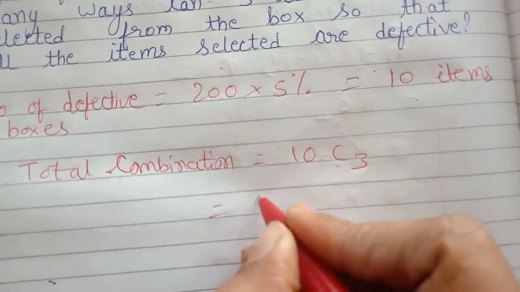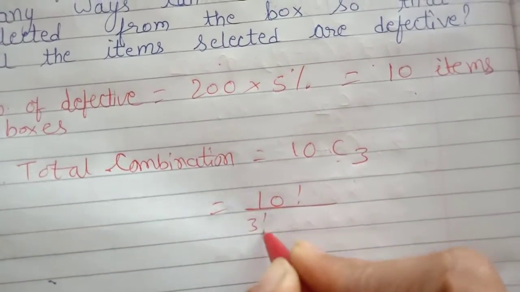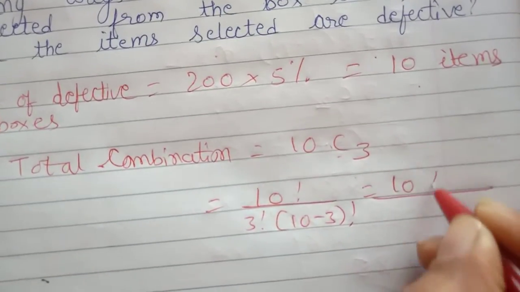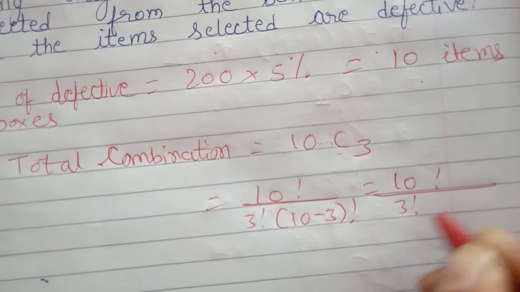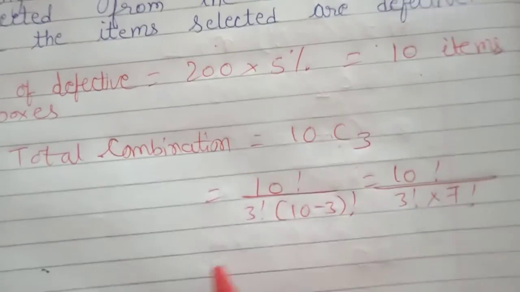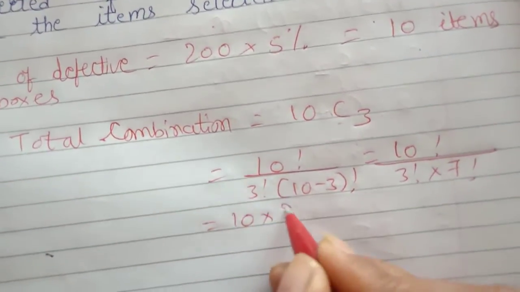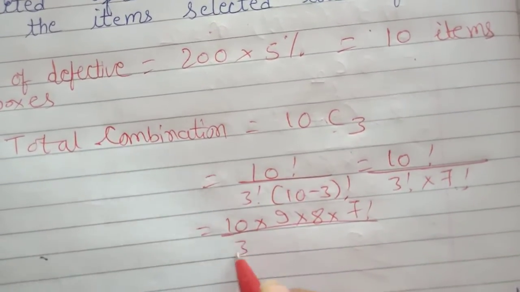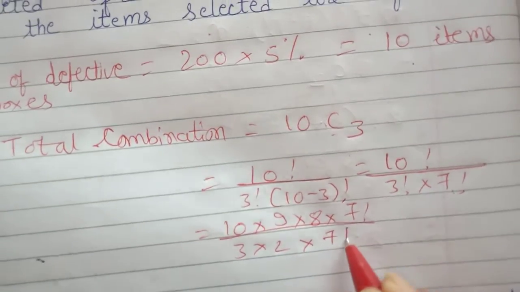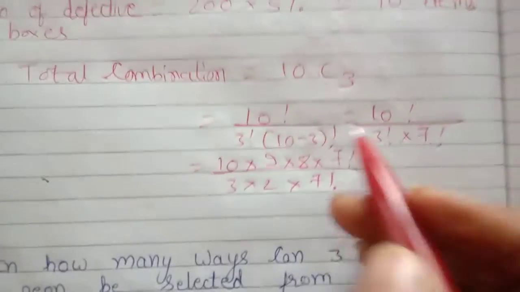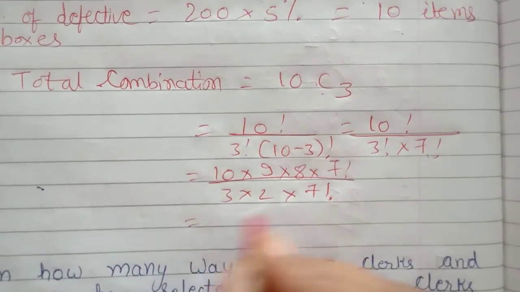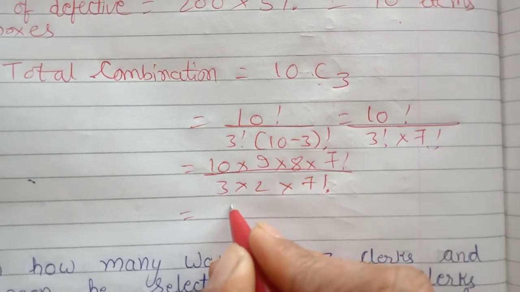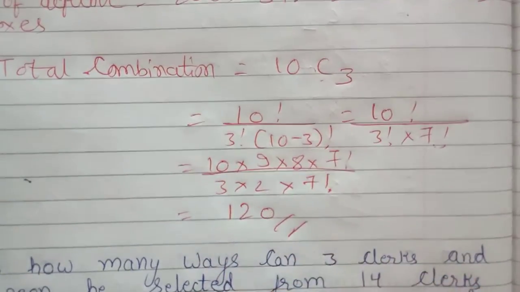Now 10C3 we will calculate. So 10 factorial upon 3 factorial, 10 minus 3 factorial, that is 10 factorial upon 3 factorial and 10 minus 3 is 7 factorial. Now we'll solve. 10, 9, 8, till 7 only we'll do, because 7 factorial and 7 factorial will get cut. So 3 into 2 into 7 factorial. Now 7 factorial will get cut over here, and now we'll multiply and divide by these numbers. So we'll get our final answer as 120.